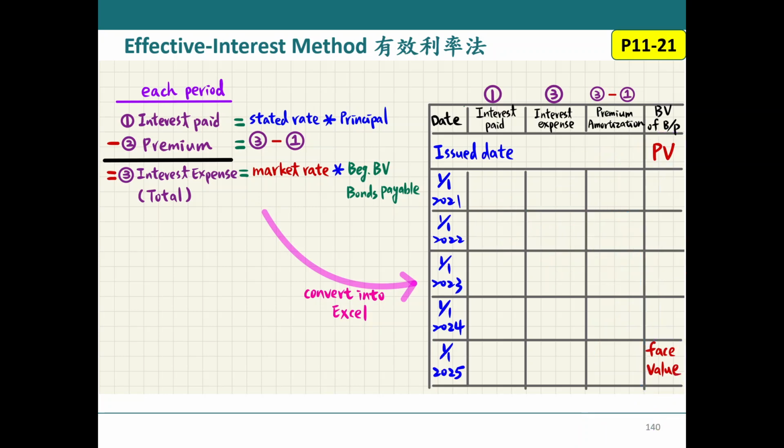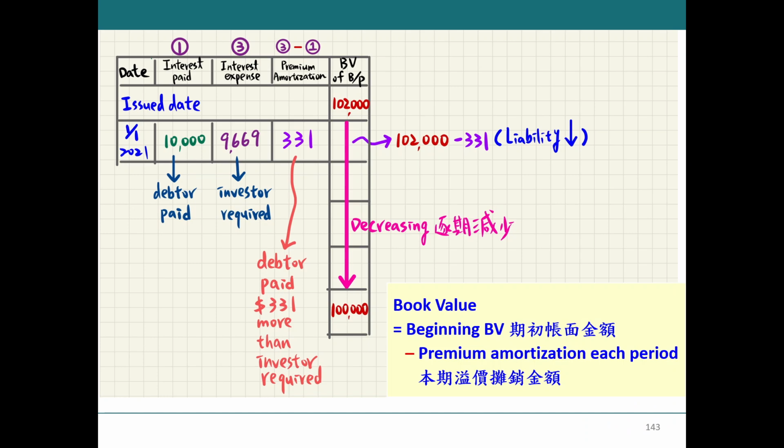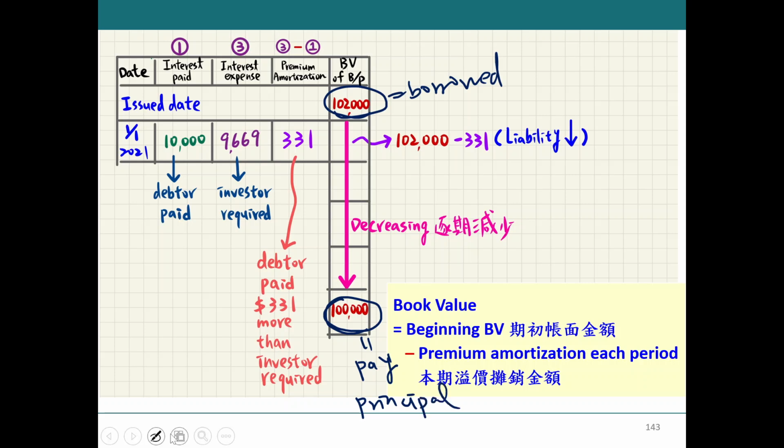Okay. So go to slide 143. For example, I finish the first period, then you will understand why. Okay. First day, you borrow the money, $102,000. This is the money you borrow, right? Then, in the end, you have to pay the principal, right? So the principal is $100,000, okay? Then why is the liability decreased?